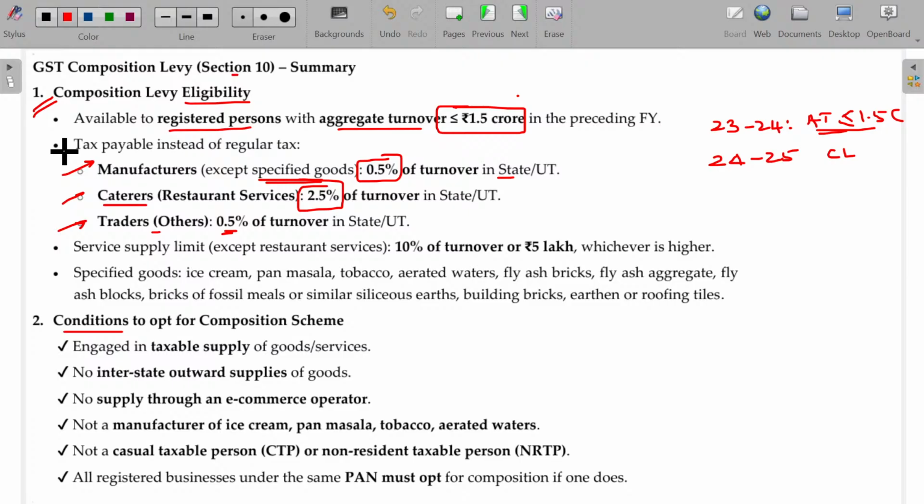Clear. If you have a chain of hotels, the summation of the total transaction value of all these hotels put together is more than 1.5 crores, then naturally I fall under the 18% category, 9% plus 9%. Clear?